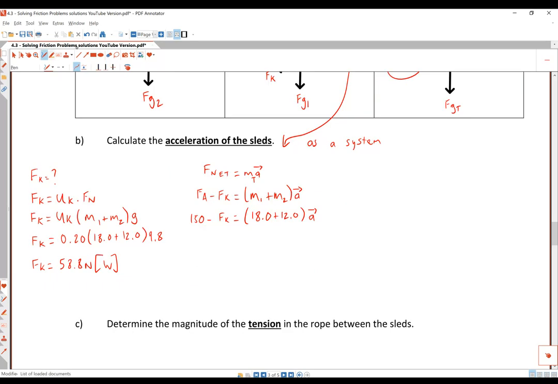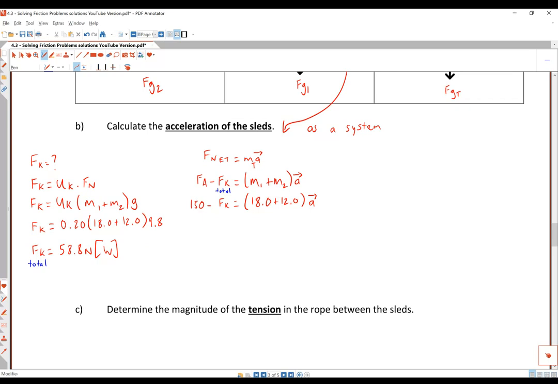Now, this kinetic friction is for both of them combined, so we can label this as total. It will make it easier down the road when we're doing any other calculations. So this is going to be the total kinetic friction of both of the sleds. So now, since we have the number, we're going to plug it in. So 150 minus 58.8 equals 30 times acceleration.